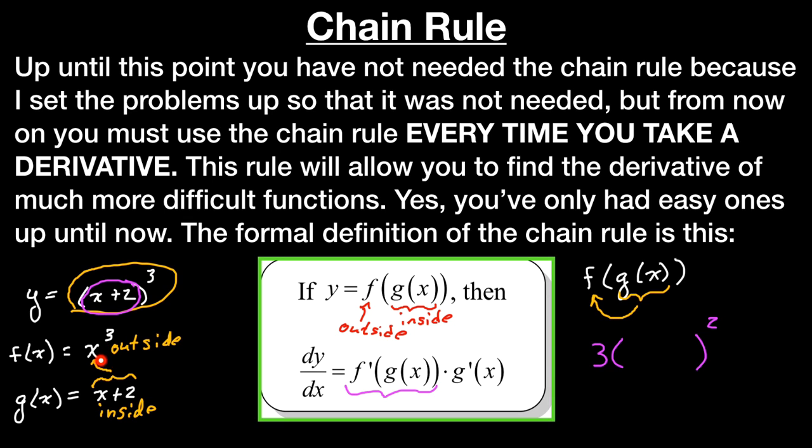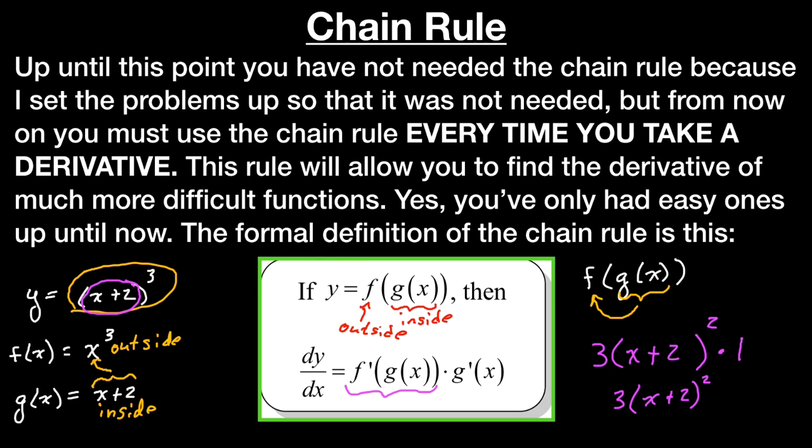Now, that inside part is our x plus 2. So x plus 2 is going to be inside here. All right, so that is this part right here. The derivative of the outside function, the inside part stayed the same. Now we multiply by the derivative of the inside function. Well, the derivative of x plus 2 is 1, and so multiplying by 1 is not going to change our value any. So our derivative is going to be 3 times x plus 2 squared.